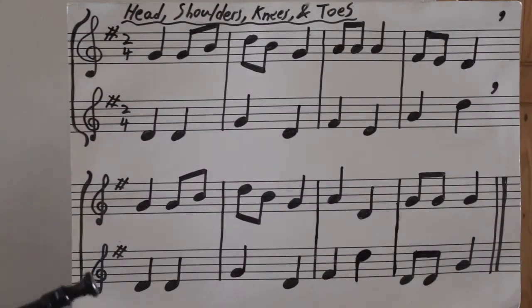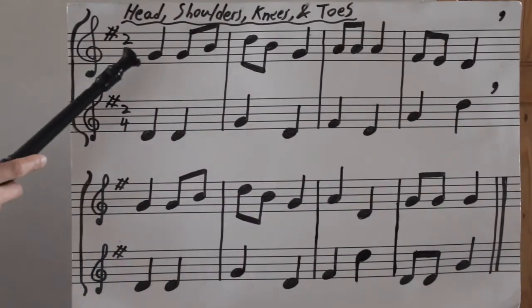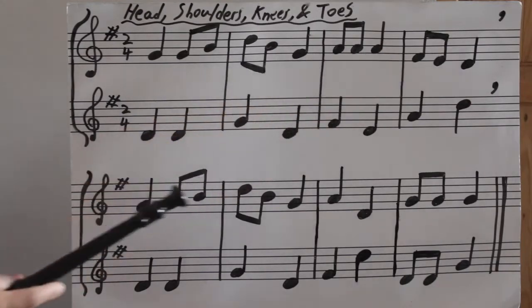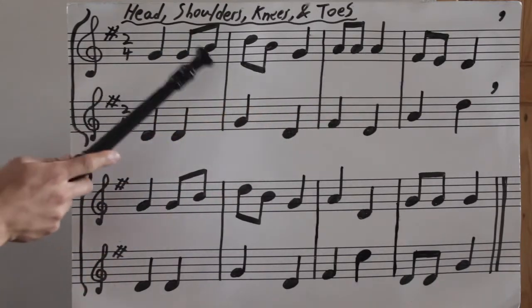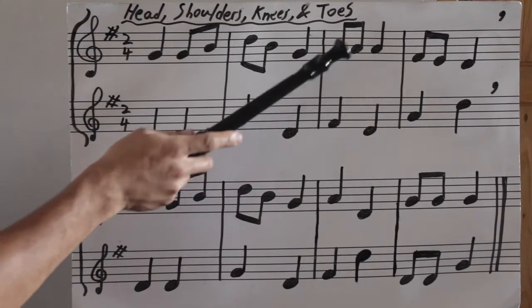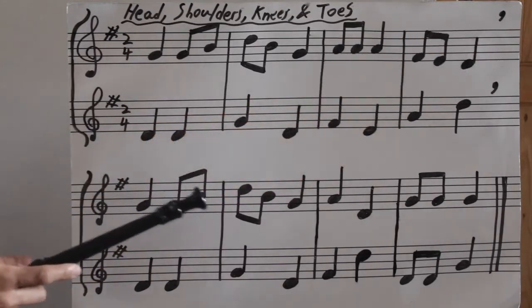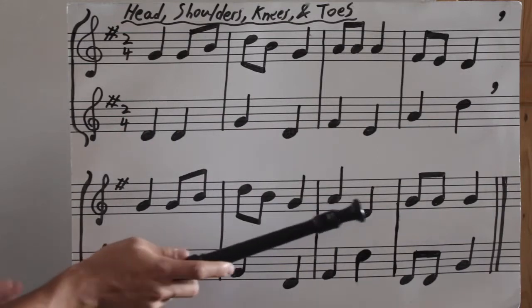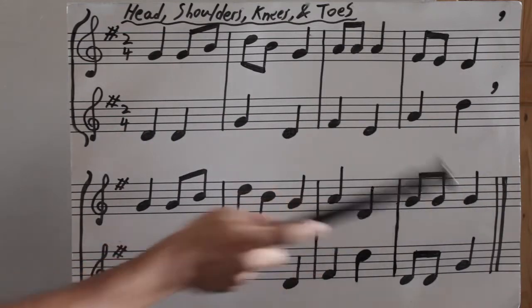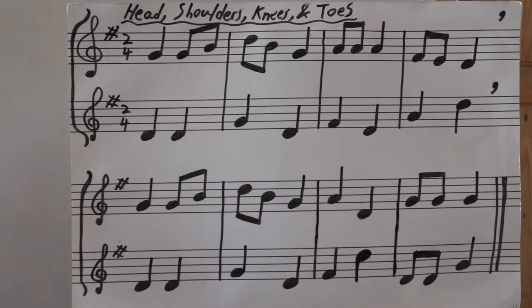So let's try and read our rhythm. We're gonna read the melody line. Let's go. Ta, ti, ti, ti, ti, ta. Ti, ti, ta, ti, ti, ta. Ta, ti, ti, ti, ti, ta. Ta, ta, ti, ti, ta. Okay, that's pretty simple, not hard at all.